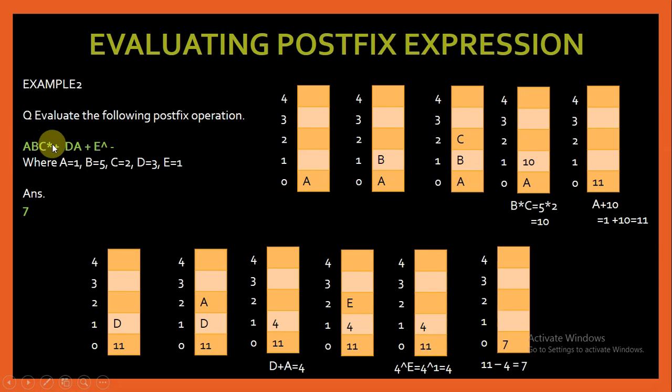And then the next symbol is minus, which is again an operator. This operator is a binary operator. So we will pop two operands, 4 and 11, and the operation is performed. This will become 11 minus 4, which is 7. So 7 is pushed into the stack, and you can see that my expression has ended here. This is the last element of the stack which will be popped, and this is my final result.